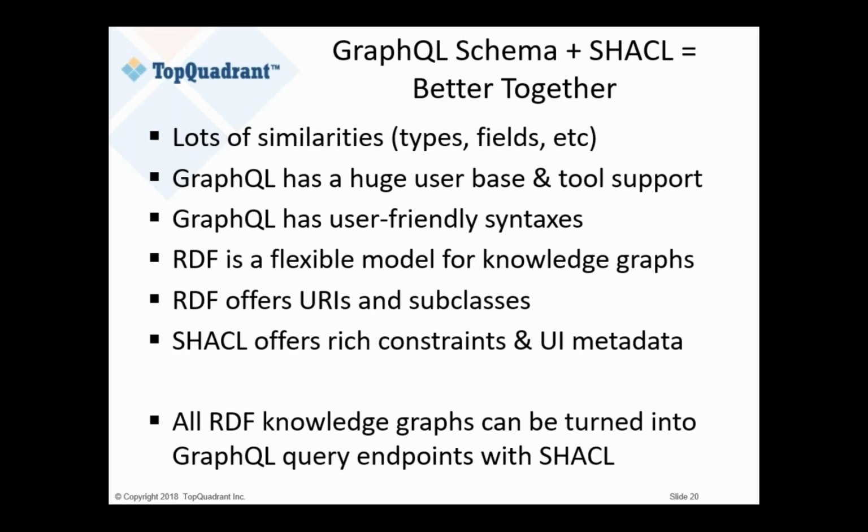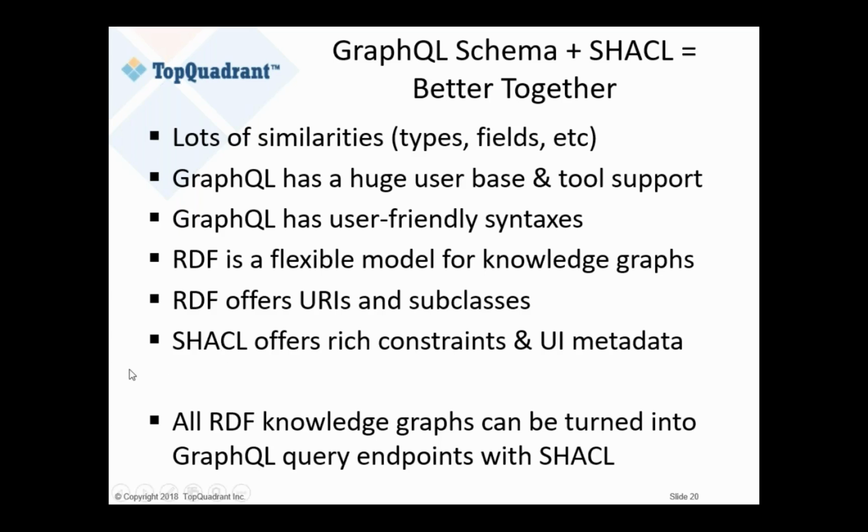While RDF has the strength that it has a much more flexible data model. It's not just about trees, it's about whatever you want to store in your knowledge graphs. And it has the concept of URIs, and it introduces subclasses. So it has some valuable additions to the GraphQL world that GraphQL doesn't really have out of the box. And that includes things like rich semantic constraints that Shackle has.